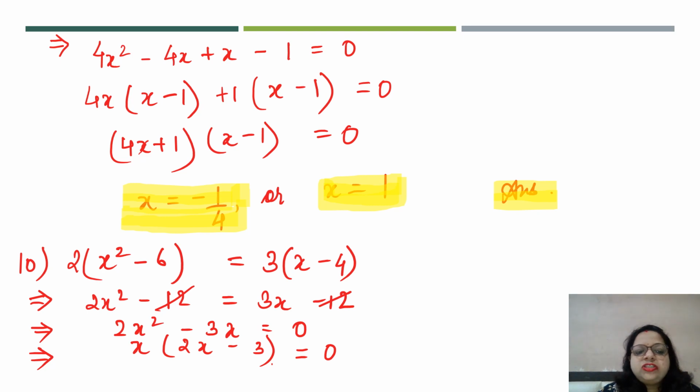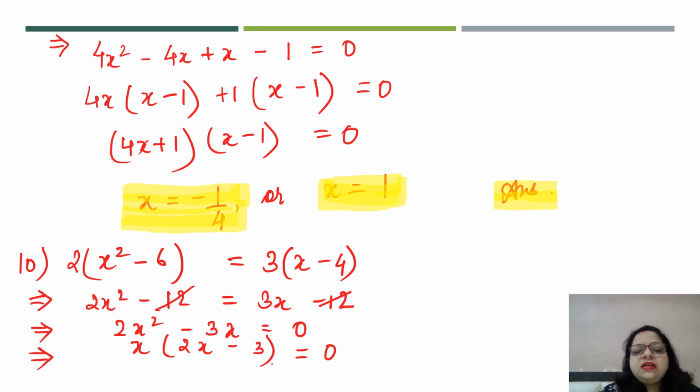Now taking question number 10. 2 into x square minus 6 is equal to 3 into x minus 4. 2x square minus 12 is equal to 3x minus 12. See children, minus 12 is there on the left hand side and also on the right hand side. So we can cancel both of them: if 12 comes to the left hand side, it becomes plus 12, and minus 12 and plus 12 get cancelled to 0.